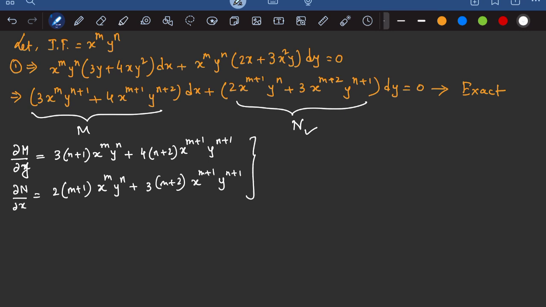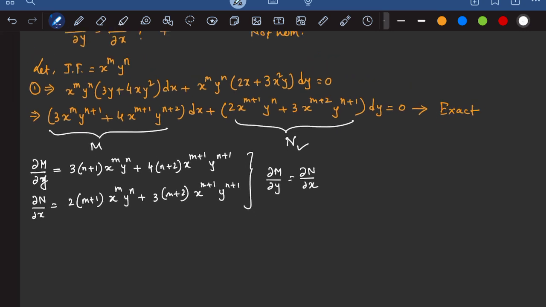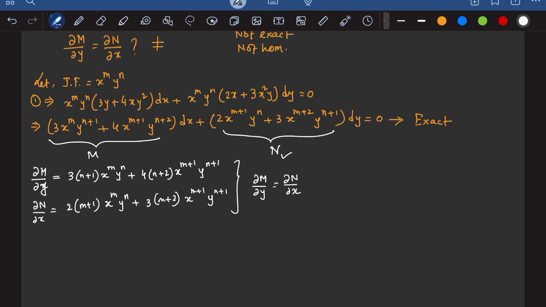Now see this setup, ∂M/∂y should be equal with ∂N/∂x. If you compare both the terms, immediately this should be equal with this and this one should be equal with this one. So that implies 3(n+1) = 2(m+1) and 4(n+2) = 3(m+2).